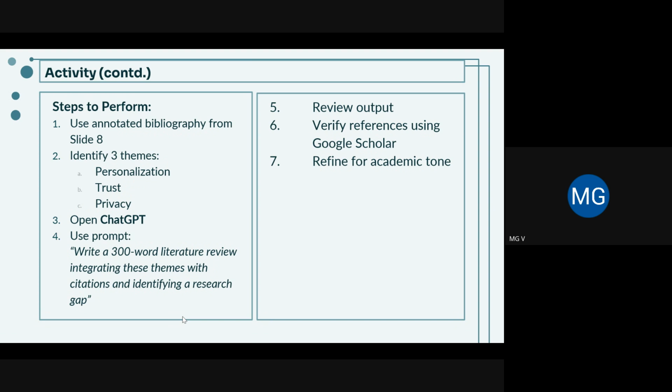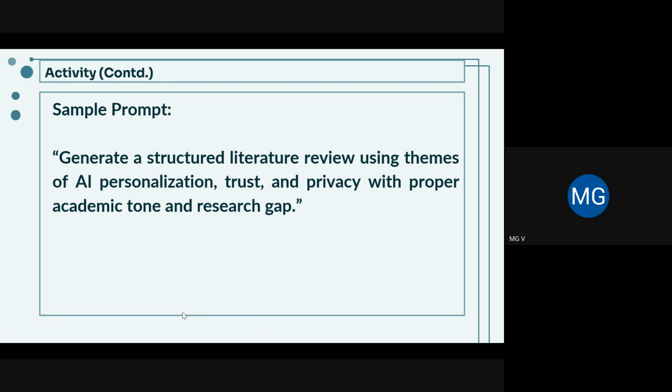See the prompt, each and every word used. Integrating themes with citations, first point. Second, identifying a research gap. Now, review the output that is generated, verify the references using Google Scholar, and refine for academic tone. So, the sample prompt can be: generate a structured literature review using themes of AI personalization, trust, and privacy with proper academic tone and research gap.